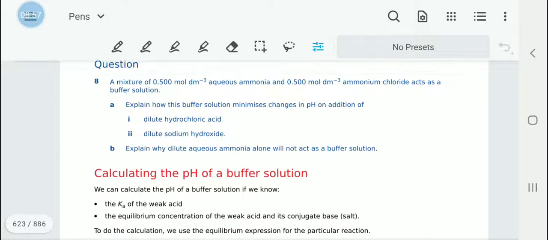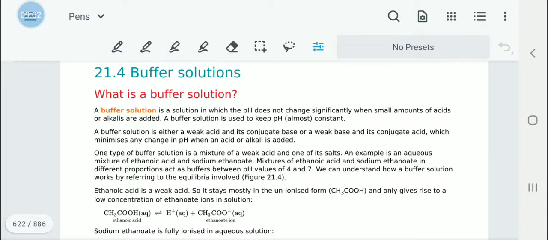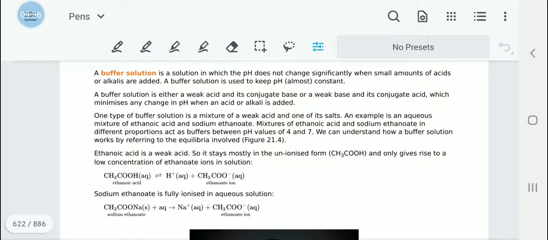Write down buffer solutions. A buffer solution maintains its pH without letting it change significantly when small amounts of acids or alkalis are added. I remember that I have taught you this lesson before. Leave a line and write.